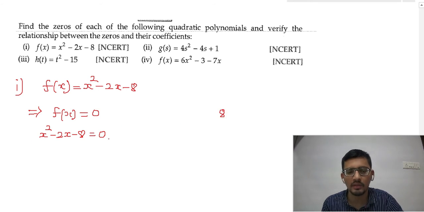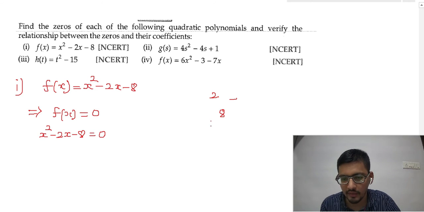Then you note down the sign of the last term, which is minus, and the coefficient of the middle term, which is 2, ignoring the sign. After collecting all this information, you have to find factors of 8 whose subtraction is 2. So what are those factors? 4 and 2, right? 4 minus 2 will be 2.